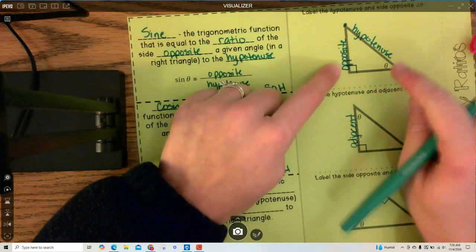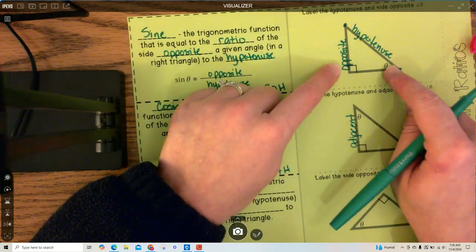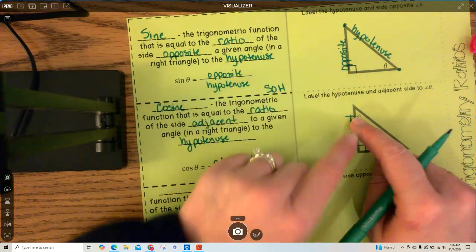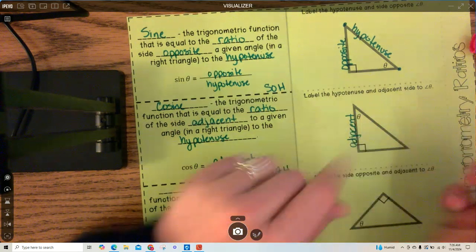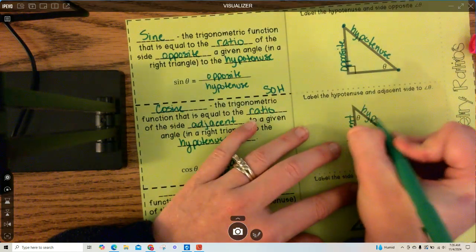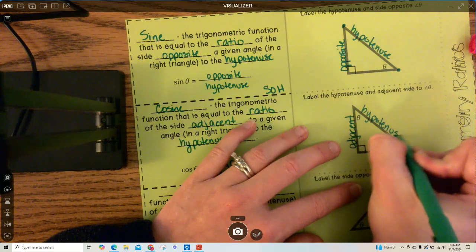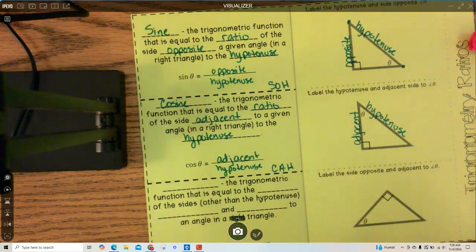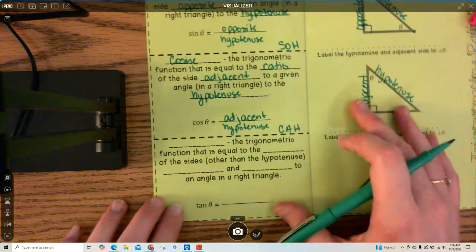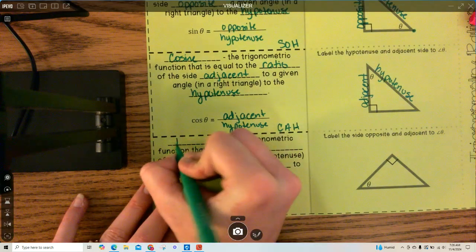Here it was opposite because the angle I'm looking for is here. When the angle moves, those labels move. Hypotenuse always stays the same. So it depends on where that angle is. And then finally, we have tangent.